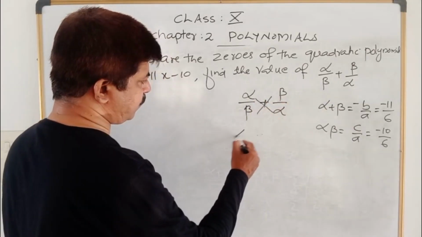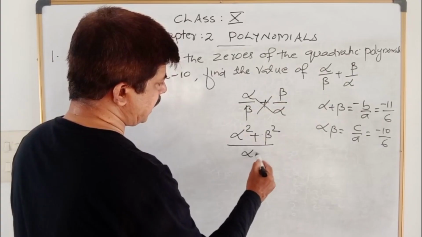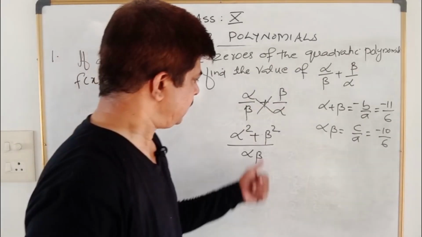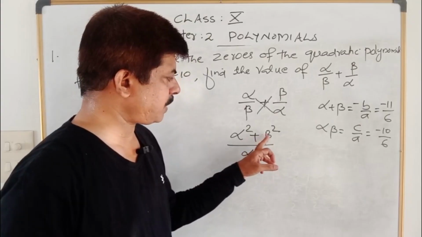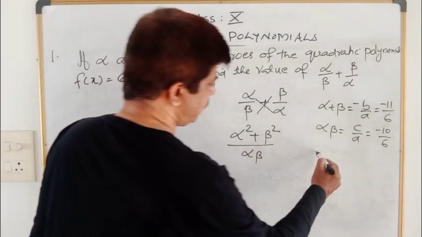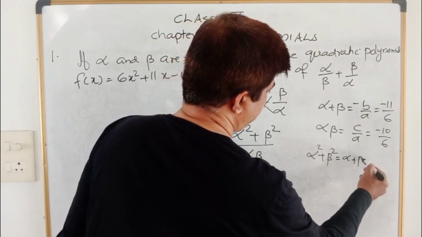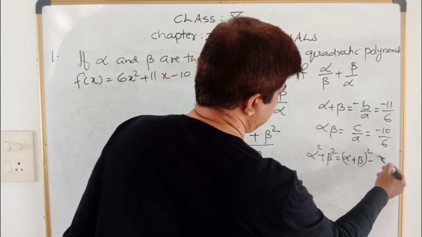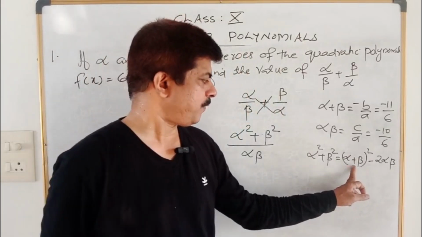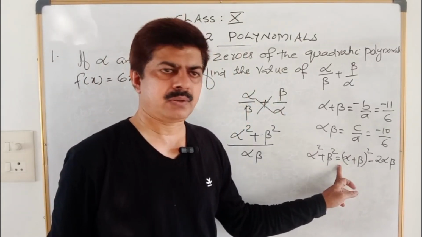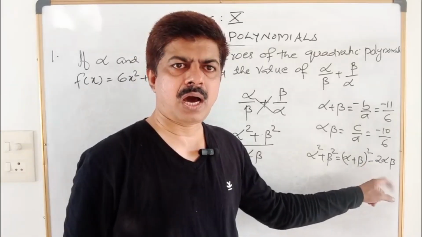When you cross multiply, we will be getting alpha square plus beta square by alpha beta. Students, remember this formula, you should memorize it. Very, very important. Alpha square plus beta square is equal to alpha plus beta whole square minus 2 alpha beta.